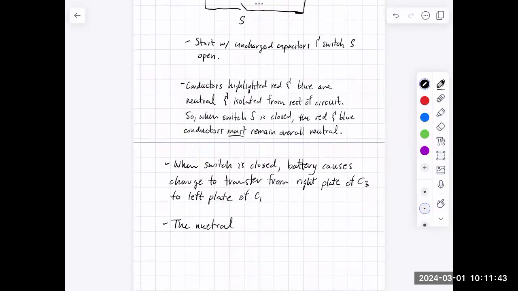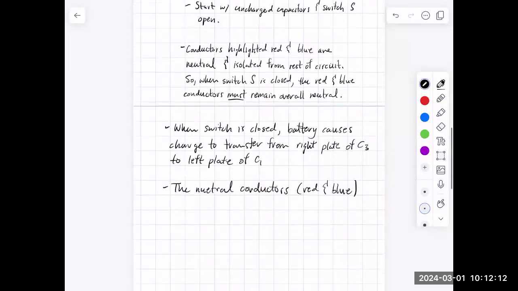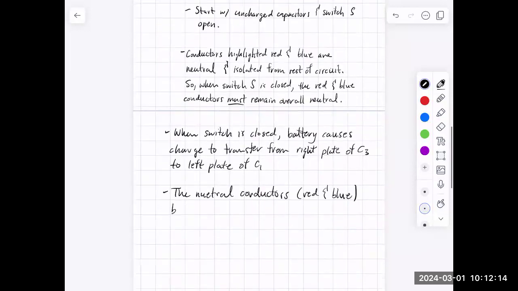Okay. All right, so the neutral conductors, which are the red and blue ones, they're still neutral, but they become polarized. Remember, we use this term polarized right at the beginning of term, and that just means that there's some separation of charge. So if you add up all the charge on any one of either the red or blue conductor, it's always zero, but we could have our negative charge over on one side and our positive charge over on the opposite side. So they become polarized. So there's a separation of charge.